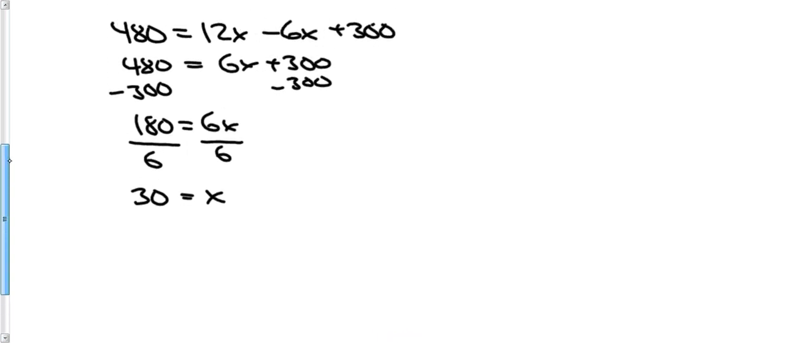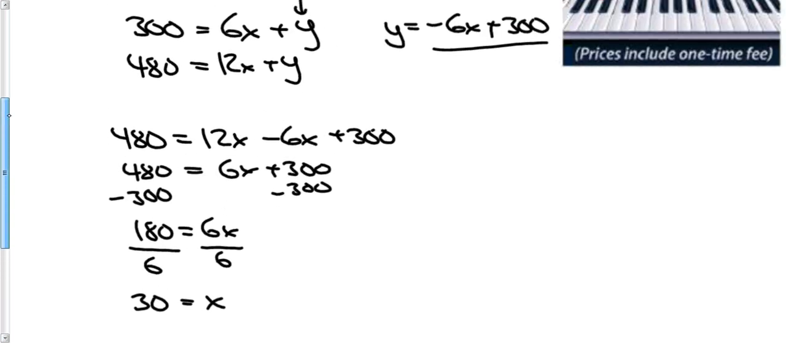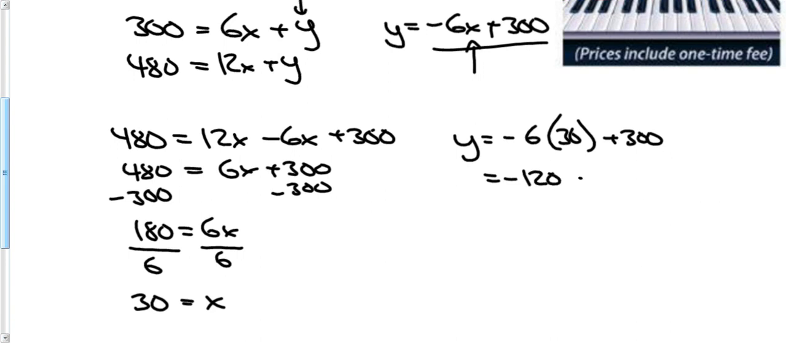Now that I have my value for x, I can take it and plug it back into this expression right there in order to get y. So y is going to be equal to negative 6 times 30 plus 300. So that's going to be negative 180 plus 300, which gives me my 120. So my answer to my system is 30 comma 120.